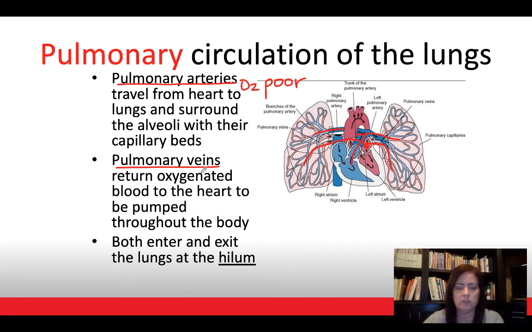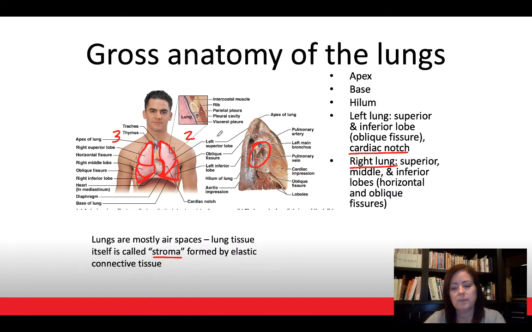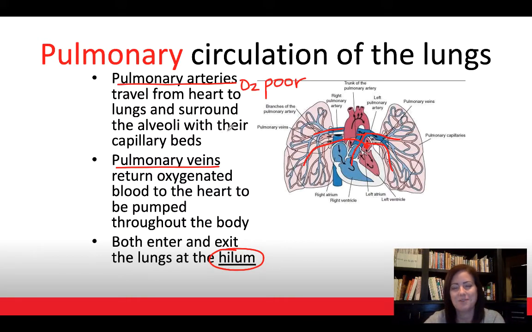And so oxygen-rich veins here. So pulmonary circulation is a little bit different. And again, I just remind you that the pulmonary arteries and veins are going to enter and exit the lungs through the hilum. So like this area here where you have these vessels coming in and out are going to be the hilum.